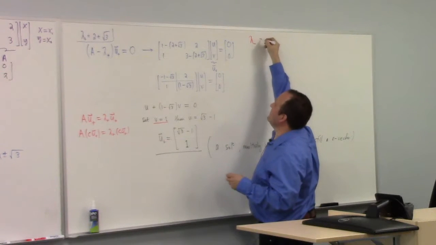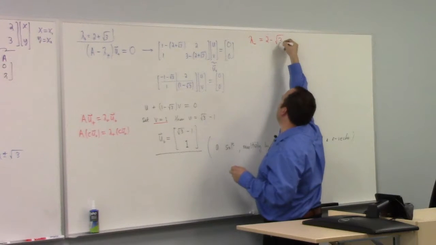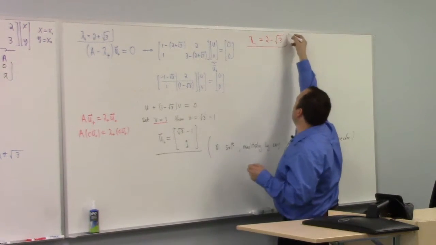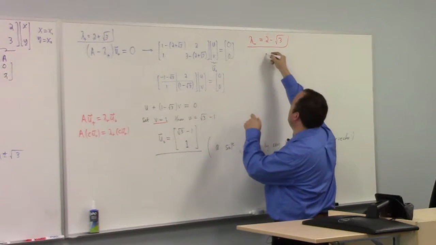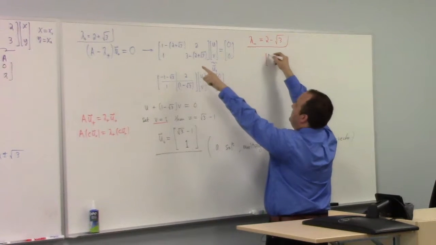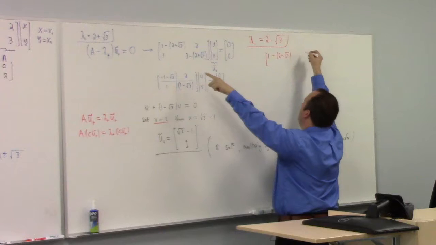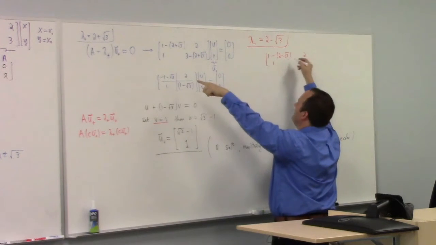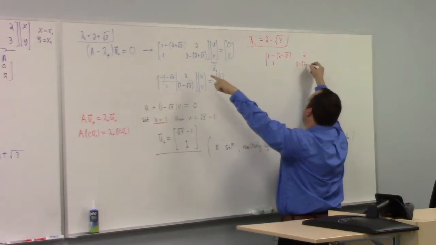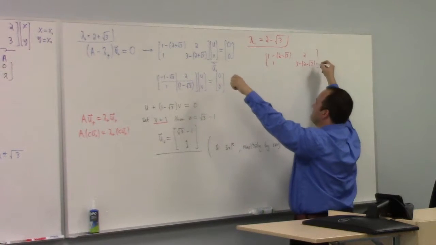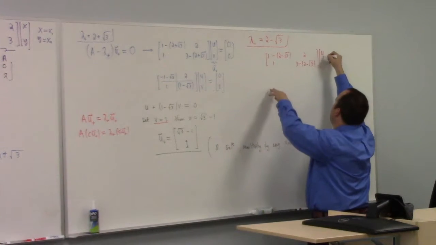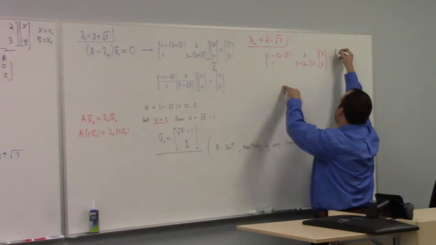Lambda minus equals 2 minus root 3. Don't do it. So then we're solving, I'll just get straight to it. 1 minus 2 minus root 3, and then there's a 2 here. There's a 1 here, 3 minus 2 minus root 3. And u and v are disposable variables. I'll use them again.